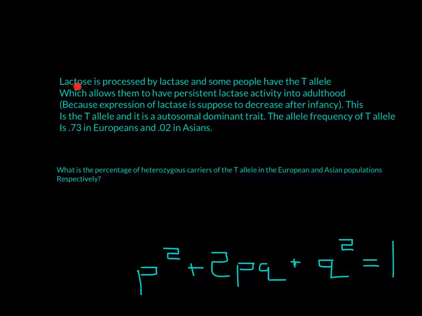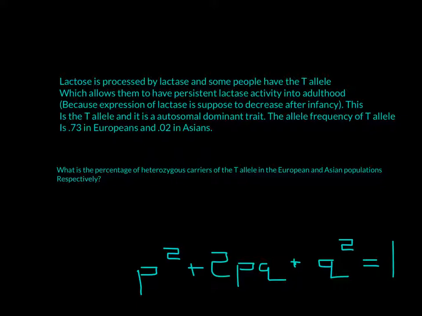So lactose is processed by lactase, and some people have the T allele, which allows them to have persistent lactase activity into adulthood. This is important because expression of lactase is supposed to decrease after infancy, and this is what allows us to keep drinking milk even as adults. So this T allele is an autosomal dominant trait, right?